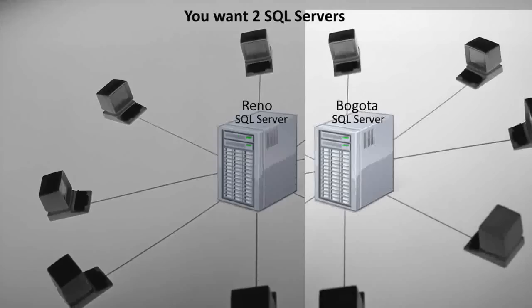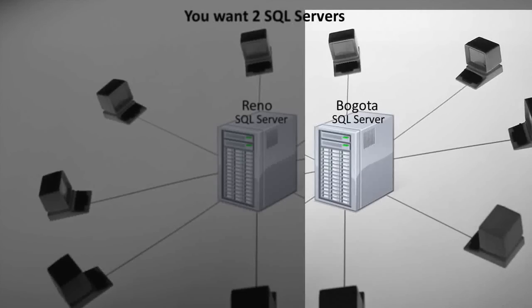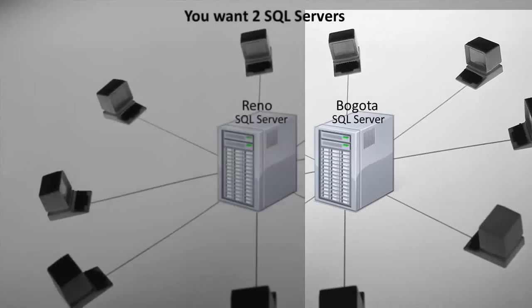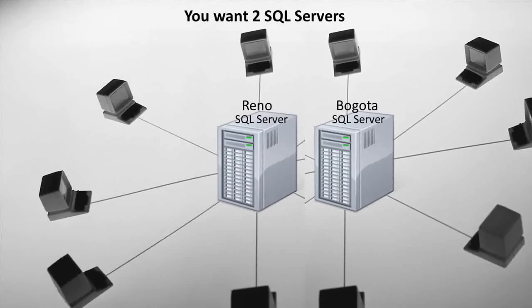And then you name the server Bogota and then install SQL Server on it. This becomes your Bogota SQL Server. You only have one office location, so both of these servers are installed at your headquarters.